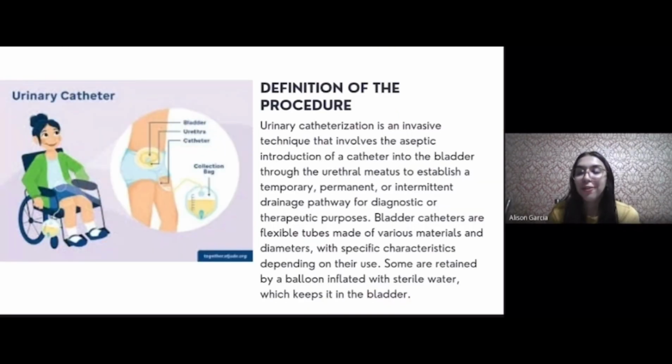Okay, now we define the procedure. Urinary catheterization is an invasive technique that involves the introduction of a catheter into the bladder through the urethral meatus to establish a temporary, permanent, or intermittent drainage pathway for diagnostic or therapeutic purposes. Bladder catheters are flexible tubes made of various materials and diameters, with specific characteristics depending on their intended use. Some are retained by a balloon inflated with sterile water, which keeps it in place.